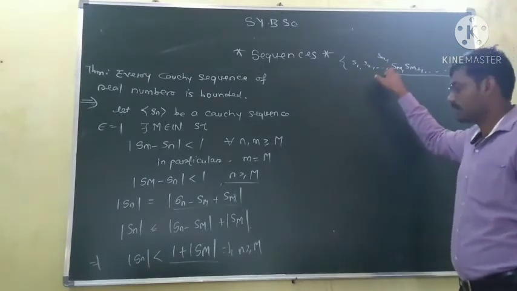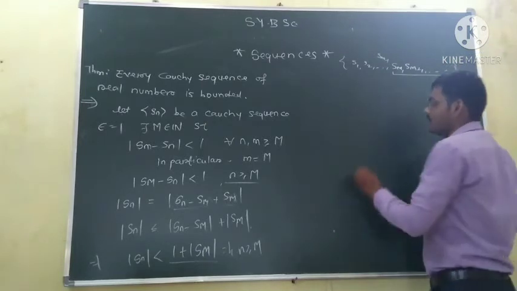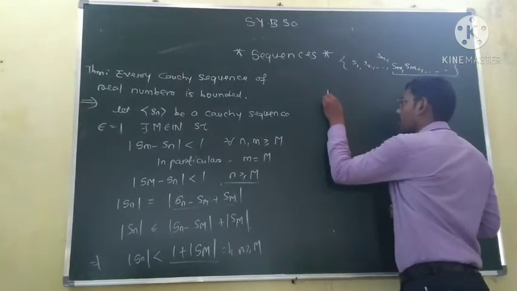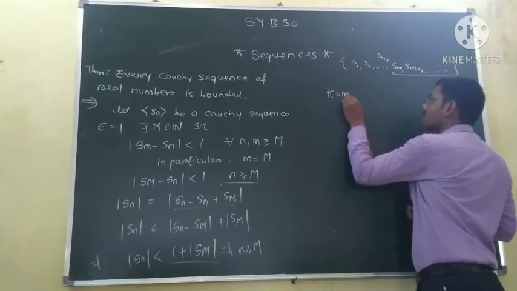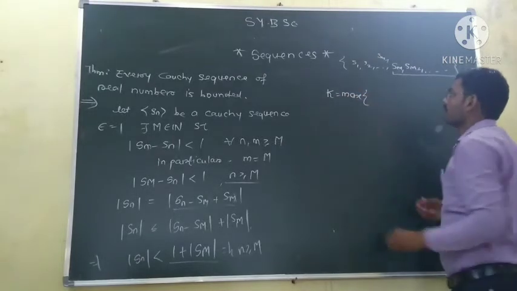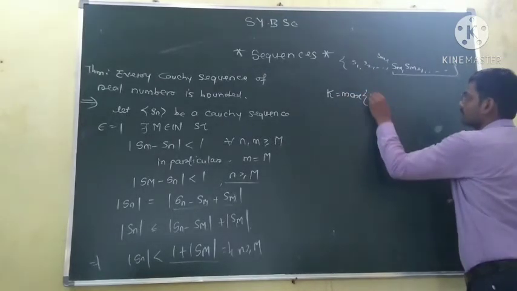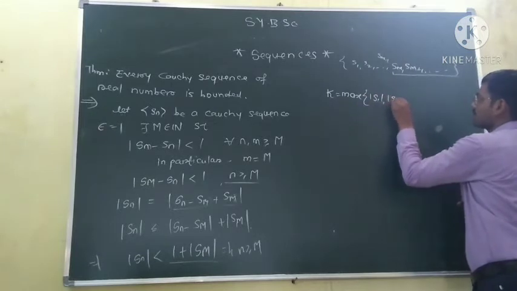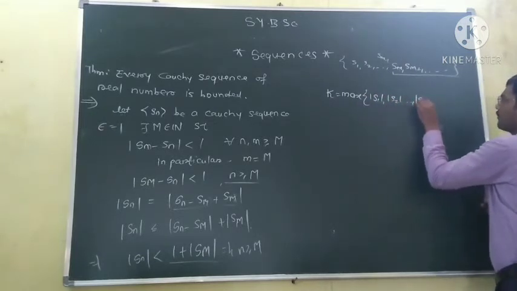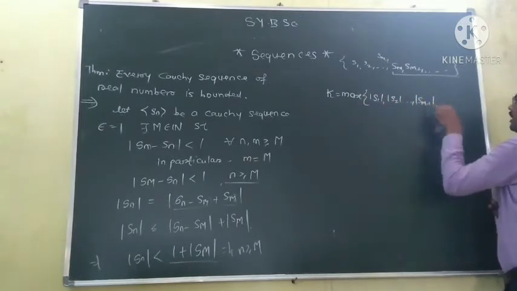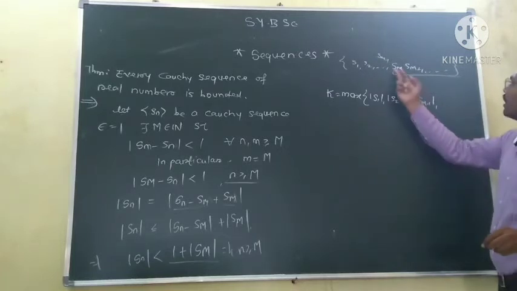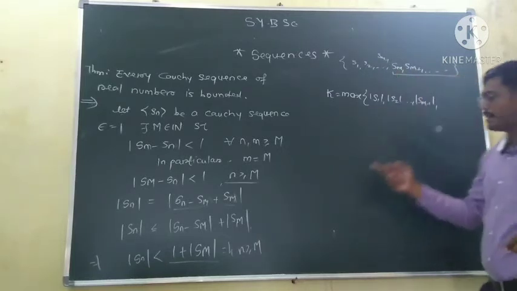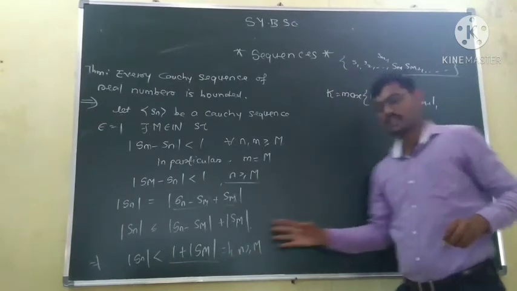So we take k equal to the maximum of mod of S1, mod of S2, up to mod of SM minus 1, and now all the elements from SM onward are bounded by h, so their maximum is h.